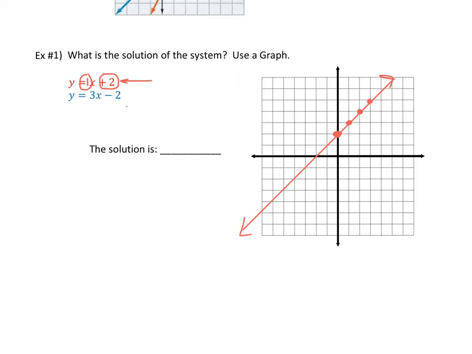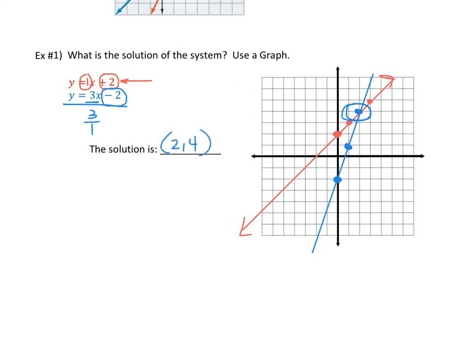Okay, then we're going to graph the second one. And for this one, our y-intercept is -2, so we go down 2. And then our slope is 3, which means we're going up 3 over 1. So up 3 over 1, up 3 over 1. And what you notice is those hit at the exact same point. Let's see if I can get a straight line for you here. So the point that they hit at, that is our answer, where they intersect. So our answer is going to be 2, 4.